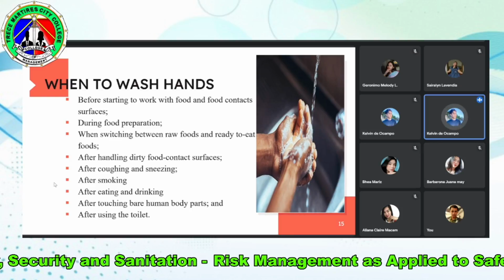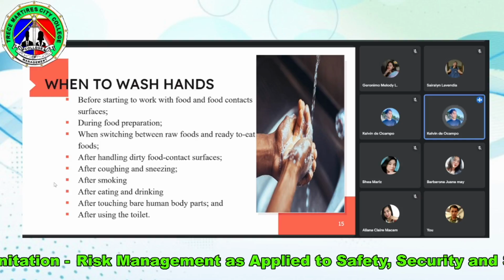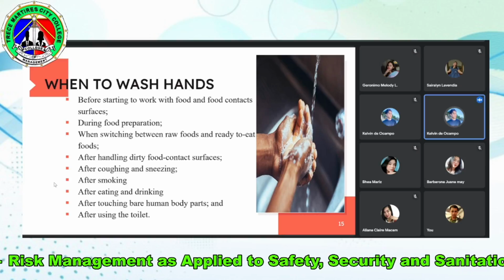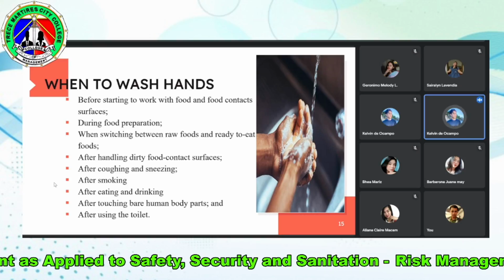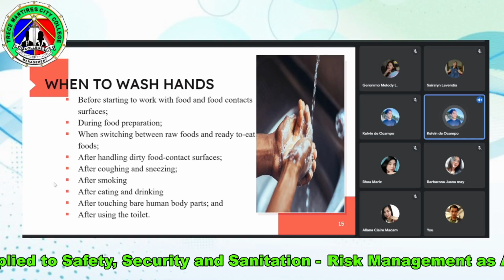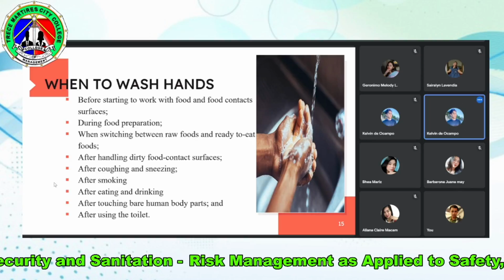Fourth one, after handling dirty food contact surfaces. So, ayun. Kagaya po ng sinabi natin kanina, dirty. Andyan po yung pangit na siya tingnan, may amoy pa. Kagaya po ng halimbawa ko kanina, yung paglinis po ng isda. Maghugas daw po ng kamay every time nahahawakan ka ng dirty food surfaces.